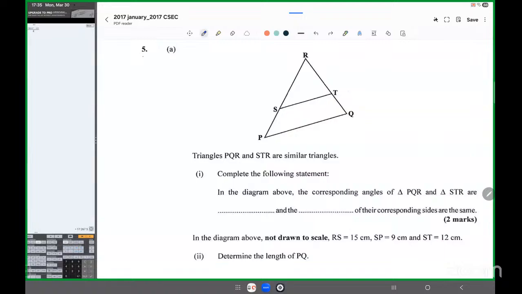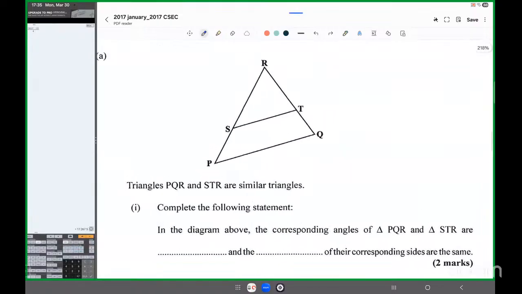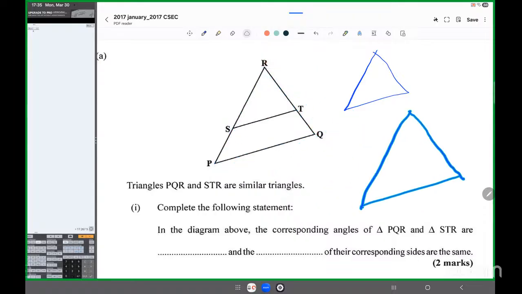The ratio of corresponding sides are equal. Now, if you want, you can pull out the two triangles so you have them separately to look at. So you can pull out the small one, for example, and pull out the large one, so you can see the corresponding side that you're working with.